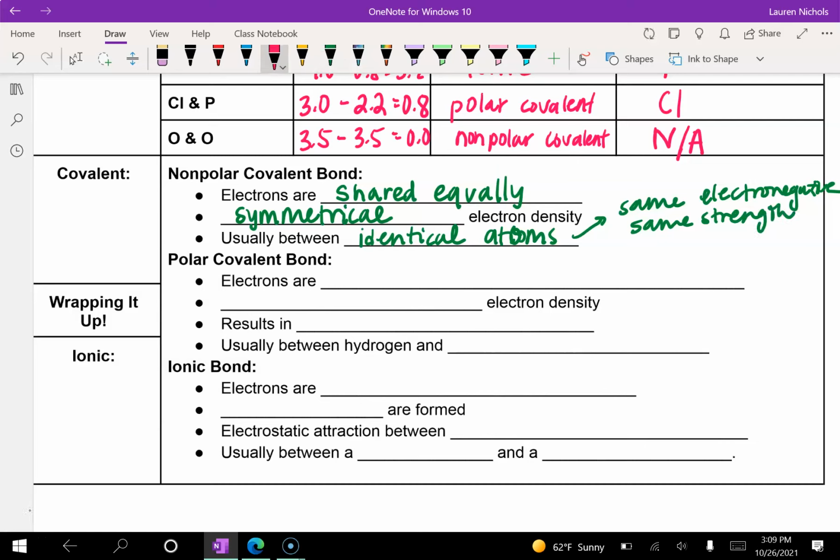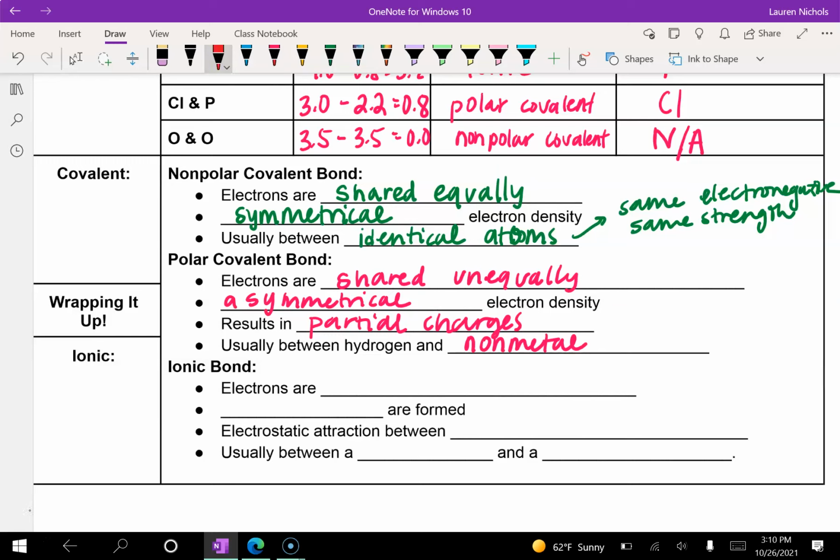Now, with a polar covalent bond, the electrons are shared unequally. This will mean that you'll have an asymmetrical electron density, meaning that the electrons are spending more time around one atom than the other. This is going to result in having partial charges, so you're going to see partial positive, partial negative areas. And it's usually between hydrogen and a non-metal of some sort. So hydrogen and chlorine, hydrogen and fluorine, hydrogen and oxygen. Usually those are the types of elements that are involved for a polar covalent bond.